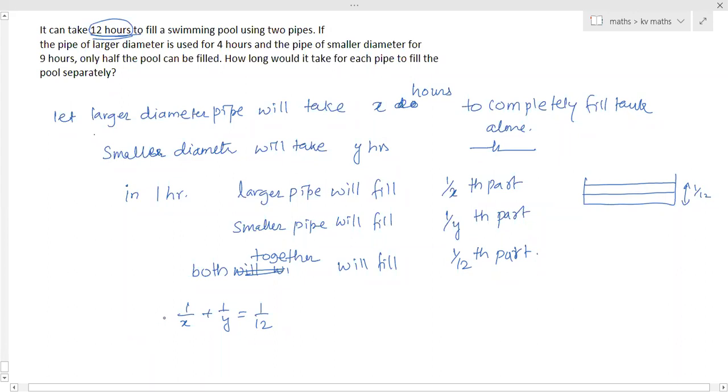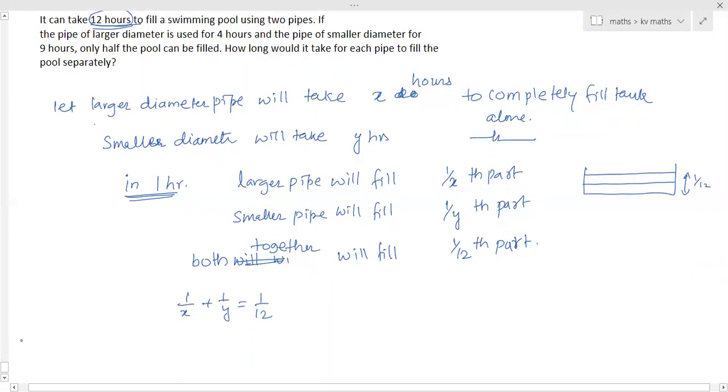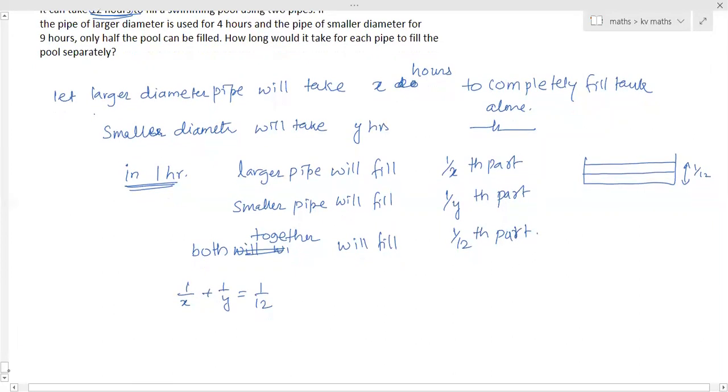This is the part in 1 hour. This is the larger pipe, and this much part of the pool it will fill. The smaller one will fill 1 by Y part, and together they complete 1 by 12th part in 1 hour. This is all in 1 hour. Is it clear? Yes, ma'am. Or I can explain another way if it is not clear. If anyone is not able to understand, tell me, because these types of questions are important.